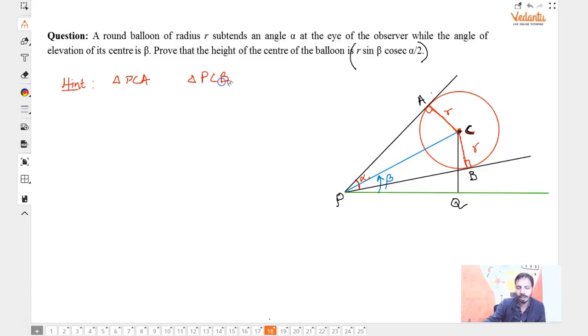PCA and PCB, what is the relation? See, this side is equal to this side because both of them are radius. You have 90 degree and you have the hypotenuse common, right? So from right angle hypotenuse side, I can say that these two triangles are congruent. That means this angle is equal to this angle, right? And I know that this complete angle is alpha. That means this part is alpha by 2 and this part is also alpha by 2, right? Got it?